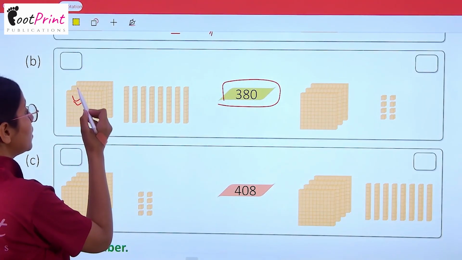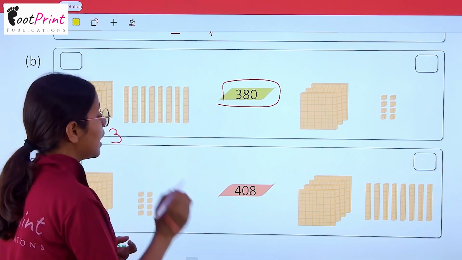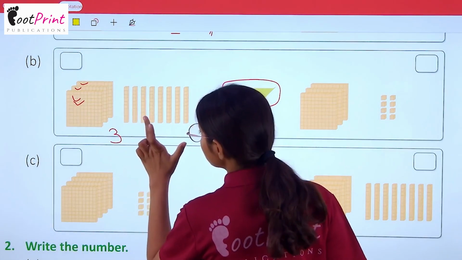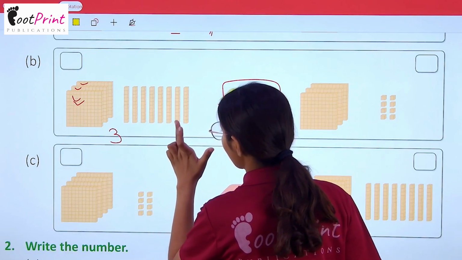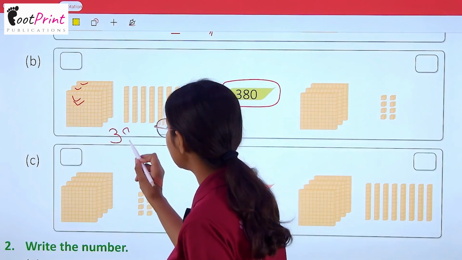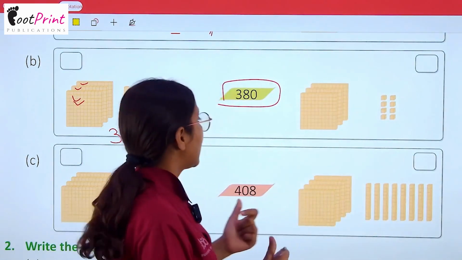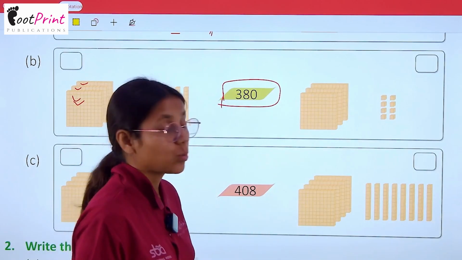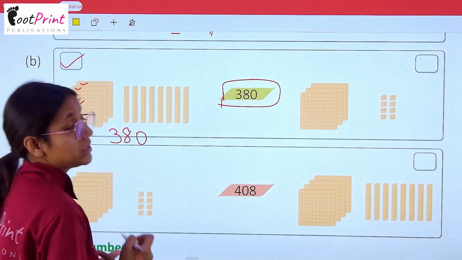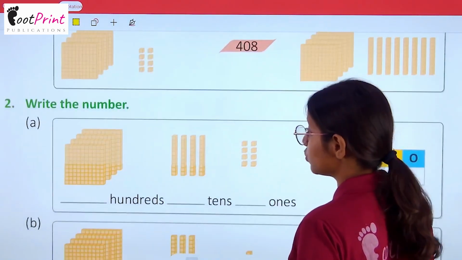So, these are 1, 2, 3. 3 times 100, that is 300. And 1, 2, 3, 4, 5, 6, 7, 8. 8 tens. So it is 80 and no ones. So it will be 380. And the number is 380. So we will write here the tick sign. The rest of the part you have to do on your own.